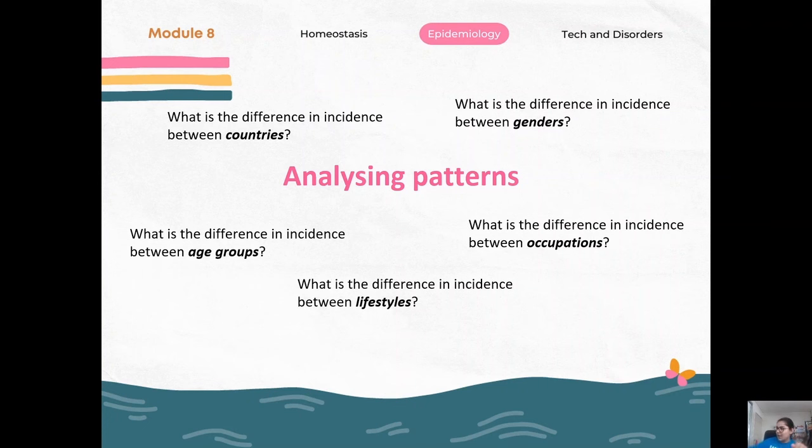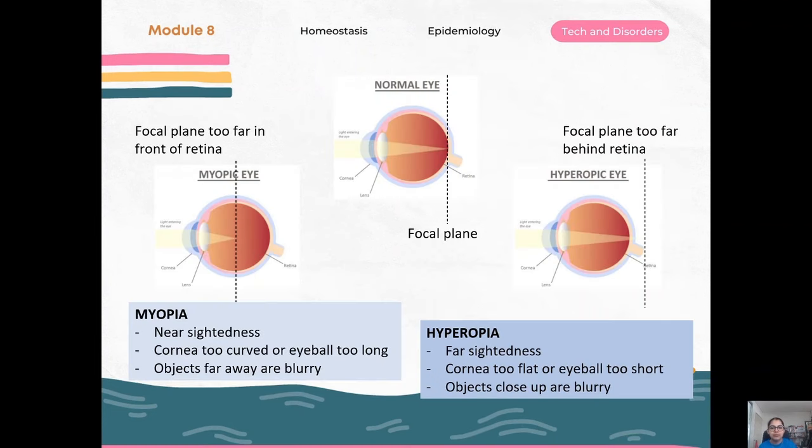Okay, analyzing patterns. When it comes to analyzing patterns in an epidemiological study, we consider things like the difference in incidence between different countries, and the difference in incidence between genders, age groups, lifestyles, and occupations, and that is used to draw conclusions.